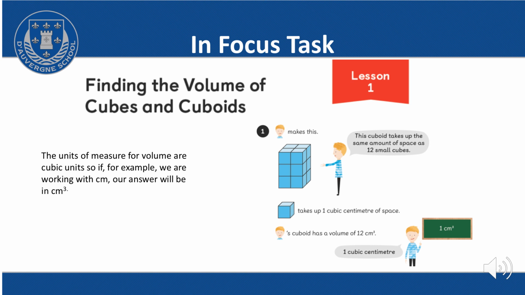So let's have a look at what Sam is doing here. Sam has made this cuboid, and he says that this cuboid takes up the same amount of space as 12 small cubes. Each of those little cubes takes up 1 cubic centimetre of space. Therefore, Sam's cuboid has a volume of 12 centimetres cubed.